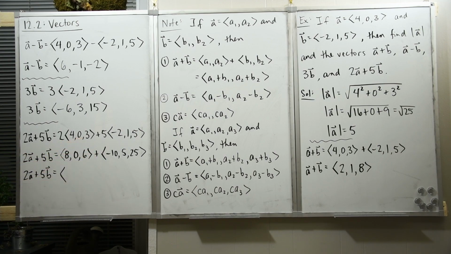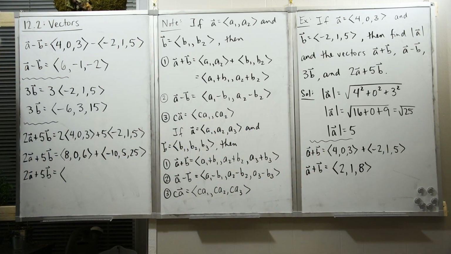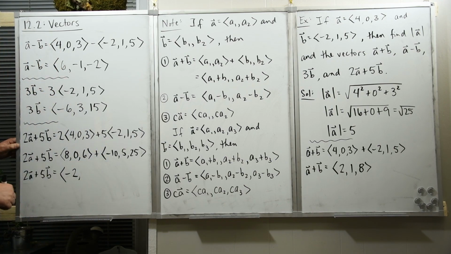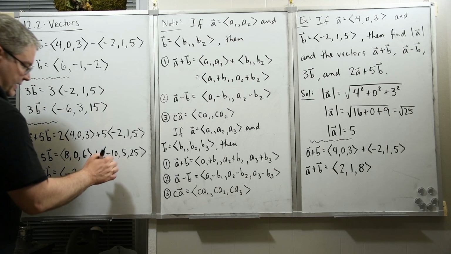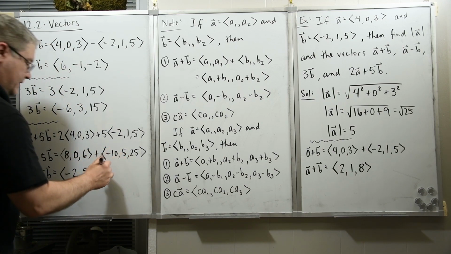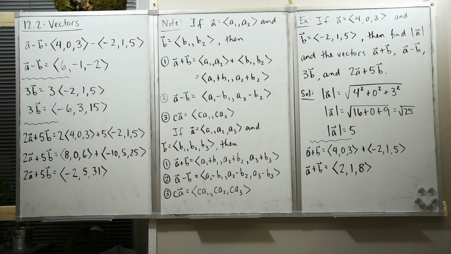At this point we have a sum of 2 vectors, and this goes back to the kind of thing we saw in this part. Just add the corresponding components together. You'll have 8 plus a negative 10 gives you negative 2. We'll have 0 plus 5 gives us 5. And then finally 6 plus 25 gives us 31. So negative 2, 5, and 31 are the components of that last vector that we were asked to come up with.